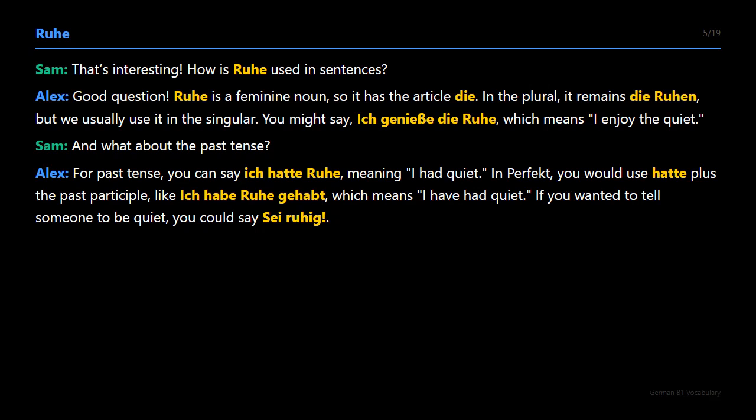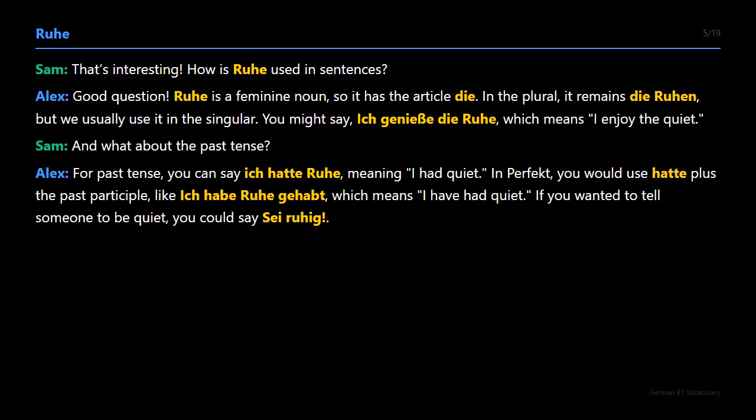You might say, Ich genieße die Ruhe, which means I enjoy the quiet. And what about the past tense? For past tense, you can say, Ich hatte Ruhe, meaning I had quiet. In perfect, you would use habe plus the past participle, like, Ich habe Ruhe gehabt, which means I have had quiet. If you wanted to tell someone to be quiet, you could say, Sei ruhig.